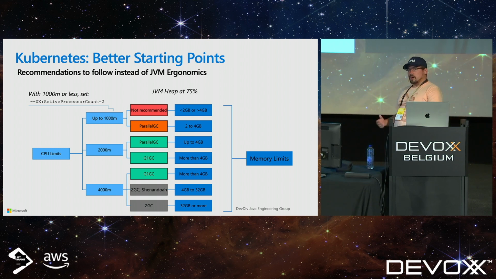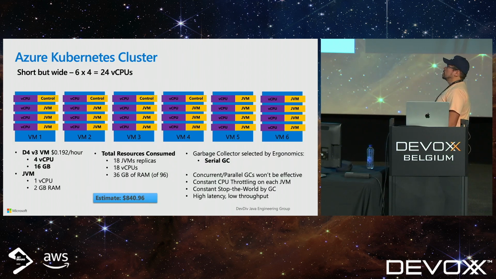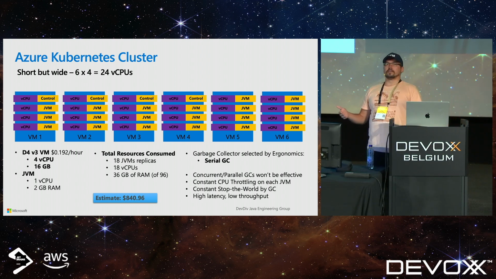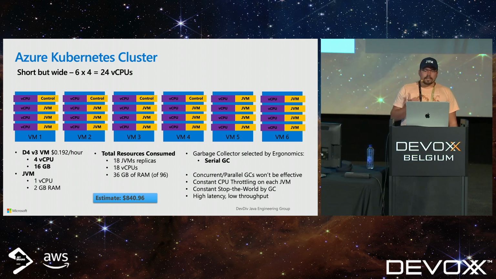So when it comes to cost and scaling, I put this together to show the importance of properly sizing and configuring your application and your cluster. In this slide, we see an Azure Kubernetes cluster that is what I call short but wide. It is a 6x4, 24 vCPUs total: 6 nodes, and each node 4 vCPU with 16 gigabytes of RAM.